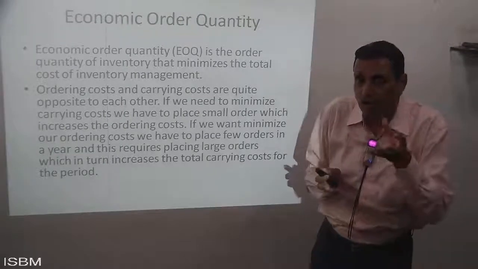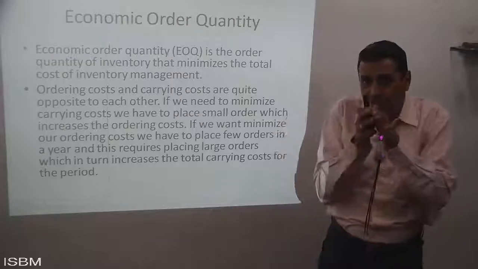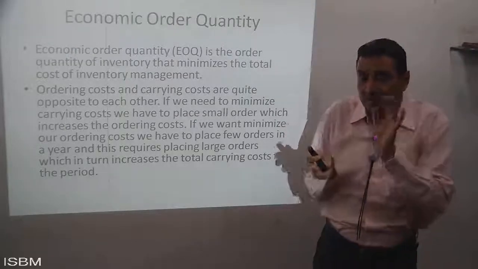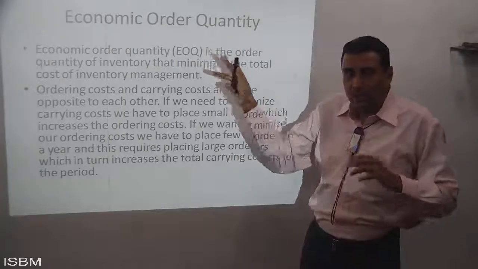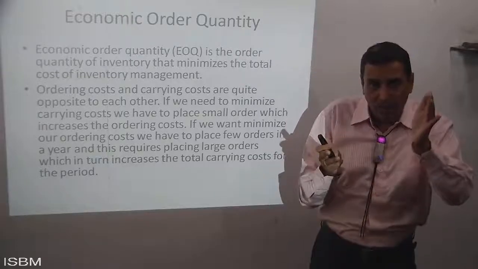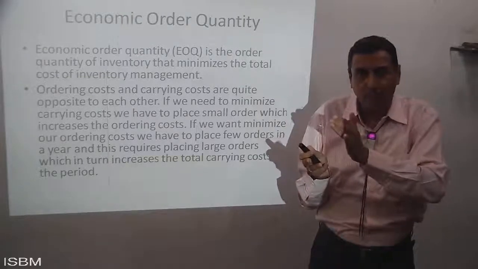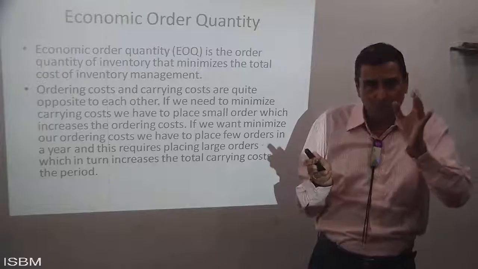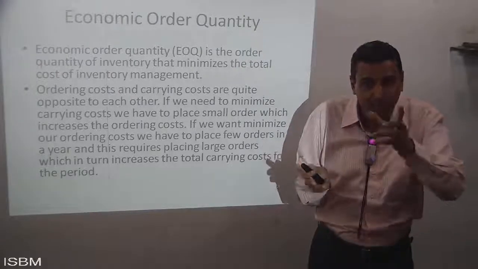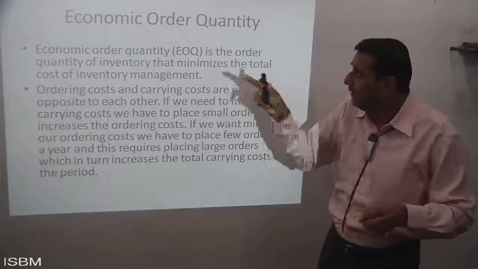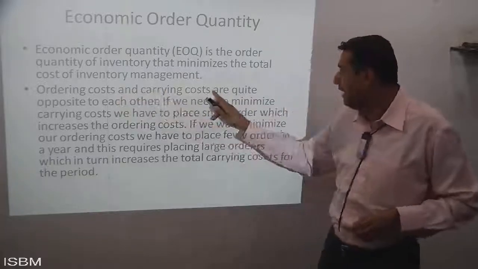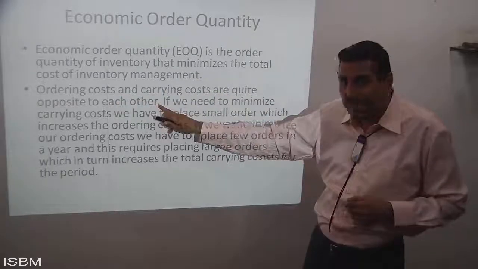So all these are ordering costs. So these two costs are the key costs associated with procuring the inventory. So what does this EOQ do? The EOQ model ensures that at an optimum level where your ordering cost and the carrying cost are equal, at that particular point this economic order quantity is decided. So ordering cost and carrying cost are quite opposite to each other.